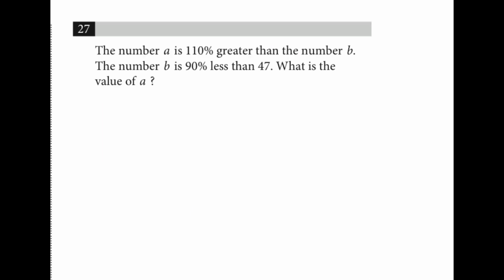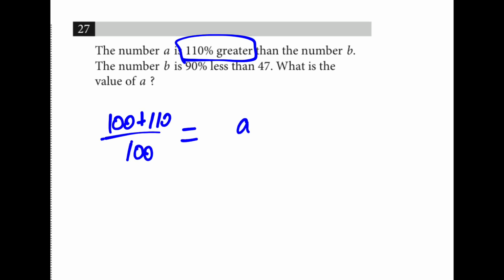A. So for the first part, if number A is 110% greater than B, that's like 100 plus 110 divided by 100. Or in other words, A is equal to 2.1 B. Because the amount greater is more than double. That's what 110% greater means.